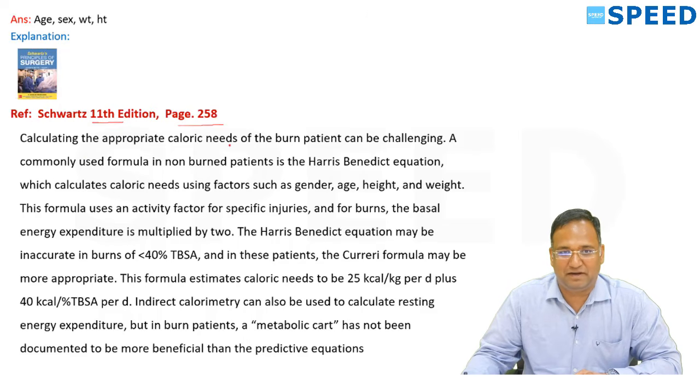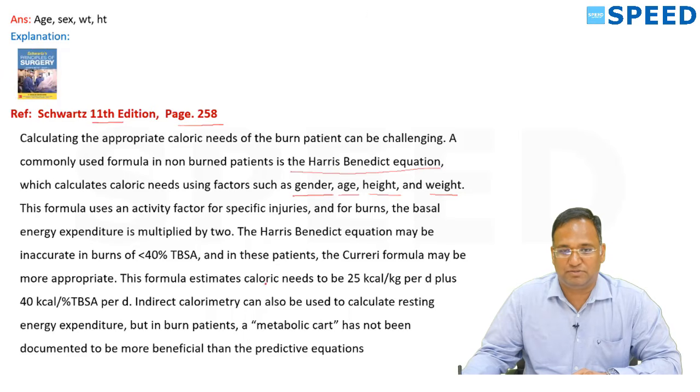Calculating appropriate caloric need for a burn patient can be challenging. A commonly used formula in a non-burn patient is the Harris-Benedict equation, which calculates the caloric needs using factors such as gender, age, weight and height. This formula uses an activity factor for a specific injury, and for burns, the basal energy expenditure is multiplied by 2. Harris-Benedict equation may be inaccurate in burns with less than 40% of total body surface area, and in this patient, a Curreri formula may be more appropriate.